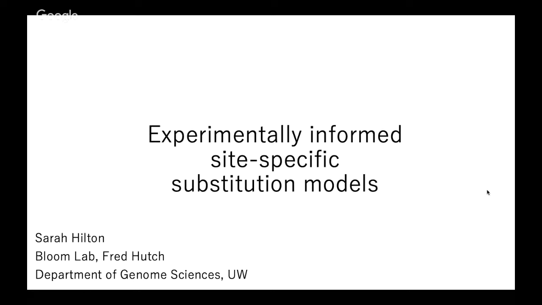First, we heard from Jeremy Brown about the role of model fit in resolving the tree of life. Last time, we heard from Sebastian Duchesne on model adequacy in infectious disease phylodynamics, and today we hear from Sarah Hilton describing her work on the model adequacy of experimentally informed site-specific substitution models.